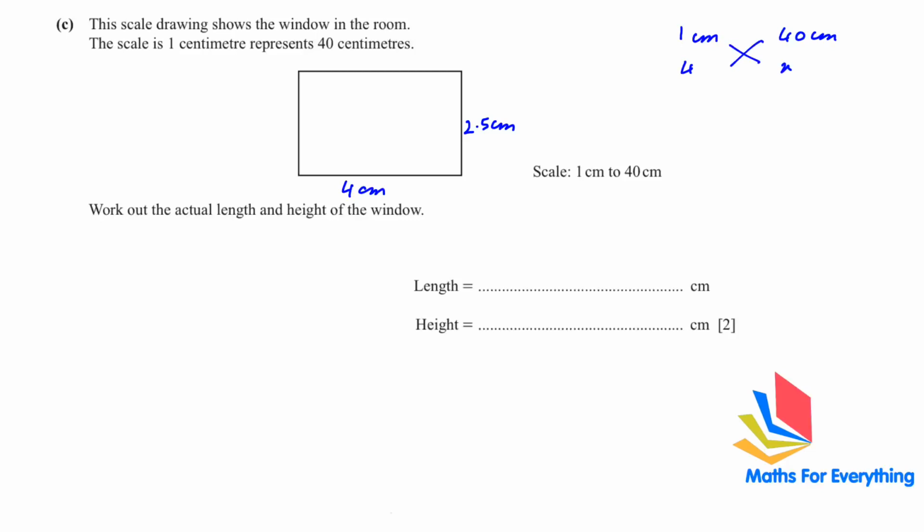We cross multiply. So 1 multiplied by x is x. 40 multiplied by 4, 160 centimeters. So that is our length. Now to find our height, we are going to do the same thing. In place of 1 centimeter, we write 2.5 centimeters and we cross multiply. So x is equal to 40 multiplied by 2.5, which is 100 centimeters.